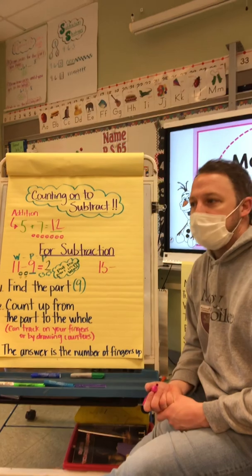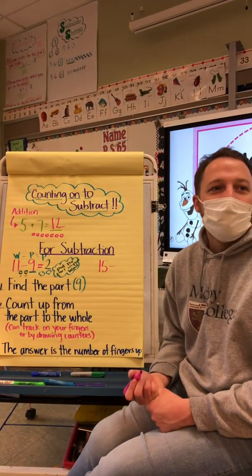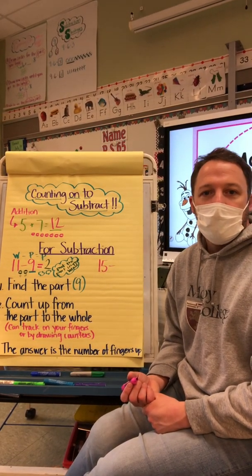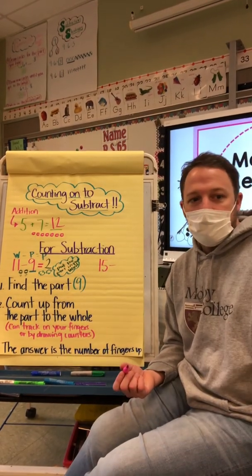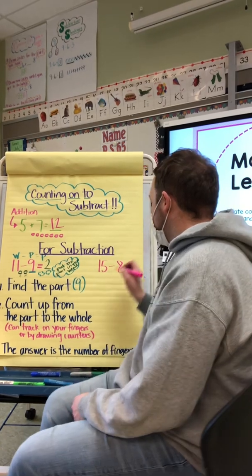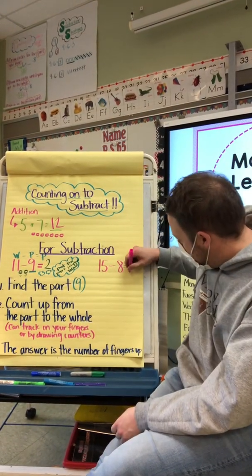If you pick the number that's in my head, I'll bring you a cookie. Amaya. 6. Not 6. I'll give one more person a guess. 5. Not 5. My number was 8. So you guys were close. So 15 minus 8 equals blank.